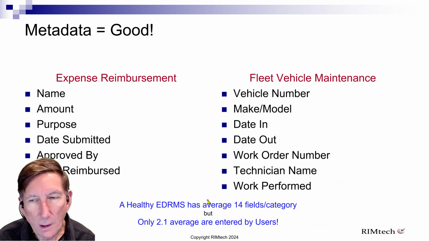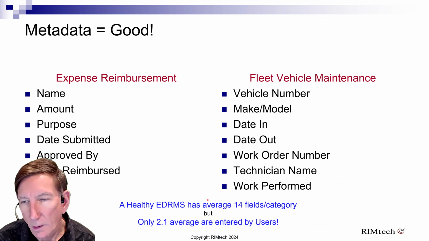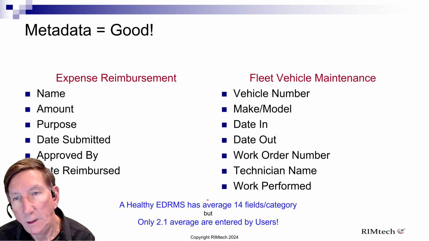So across our EDRMS client base, we have noticed that the average healthy EDRMS has an average of 14 metadata fields. But of those 14, the user only has to fill in 2.1. So we have our cake and eat it too.